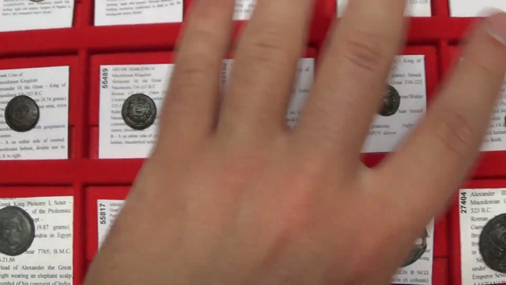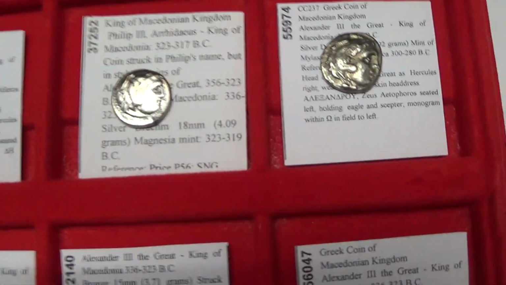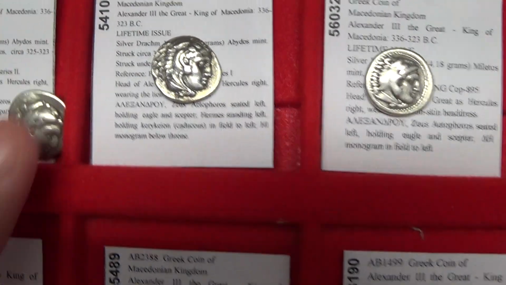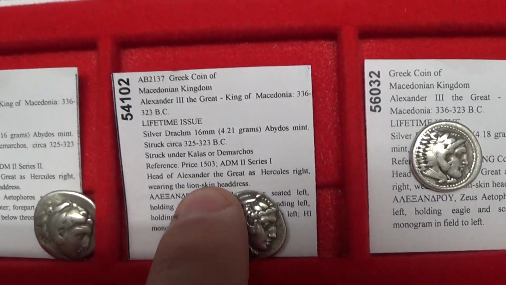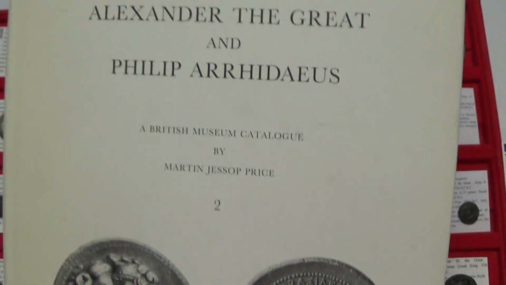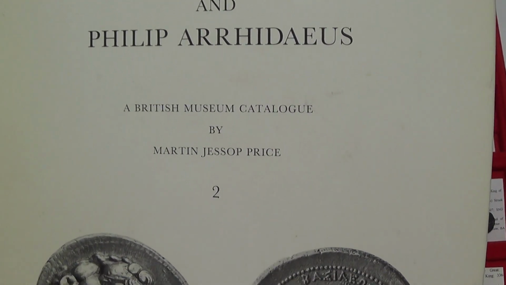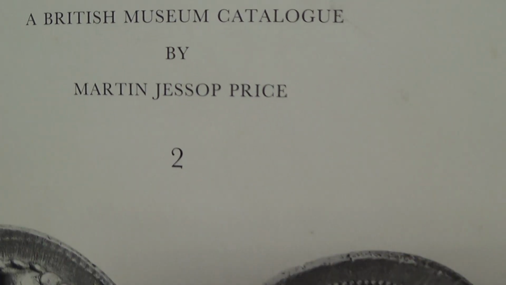First, before we get this started, I'm going to tell you that a lot of these coins, you see this reference work. I reference Price, right? Price 1505. There's another Price 1503, right? That is from this book, the Coinage in the Name of Alexander the Great and Philip Arrhidaeus in the British Museum by Martin Jessop Price.